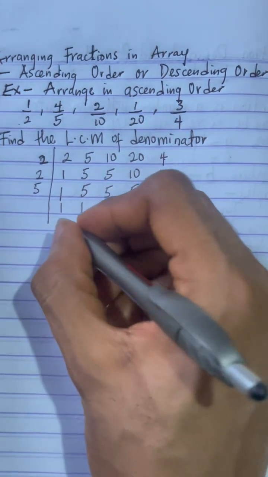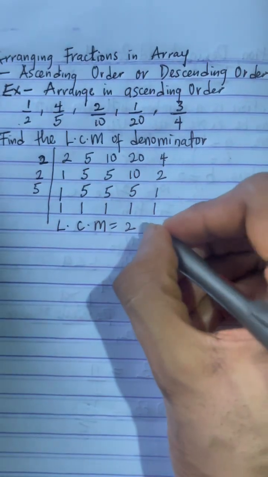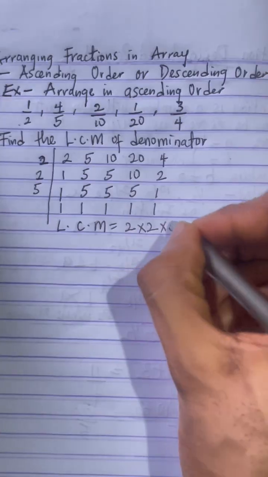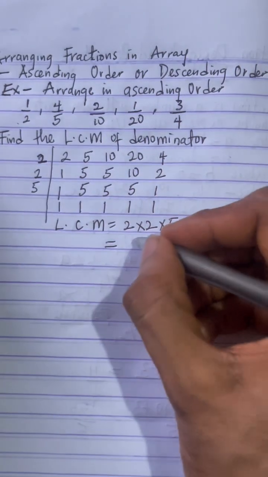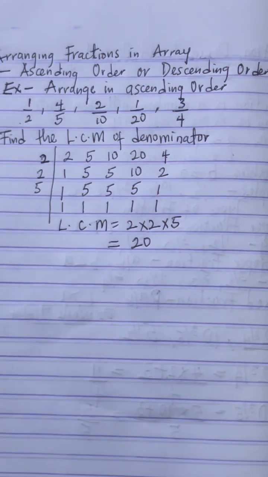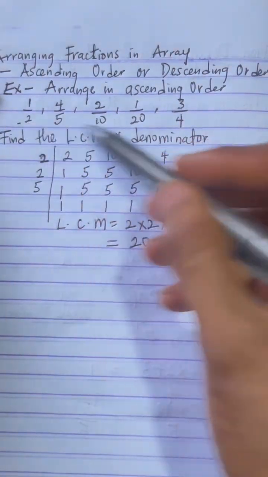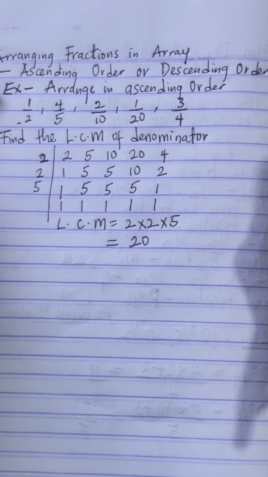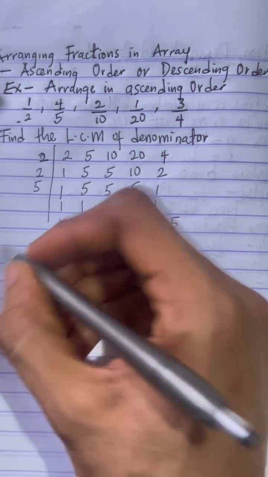So your LCM will be equal to 2 times 2 times 5. So that is equal to what? 2 times 2, 4, right? 4 times 5, that is what? 20. So the LCM is what? 20. So what you do is make all of these fractions have a what? Common denominator, which is what? The LCM. Exactly.